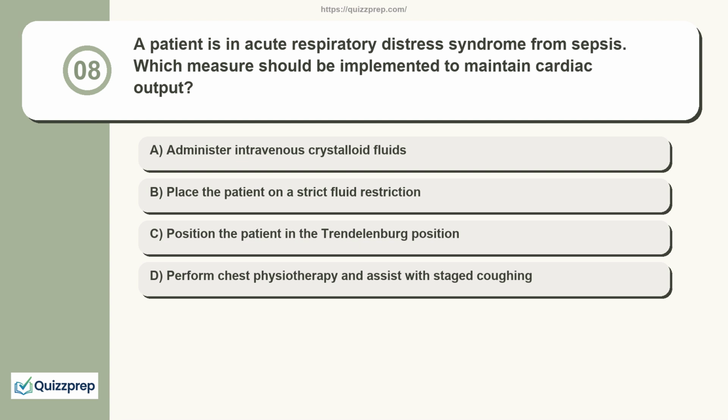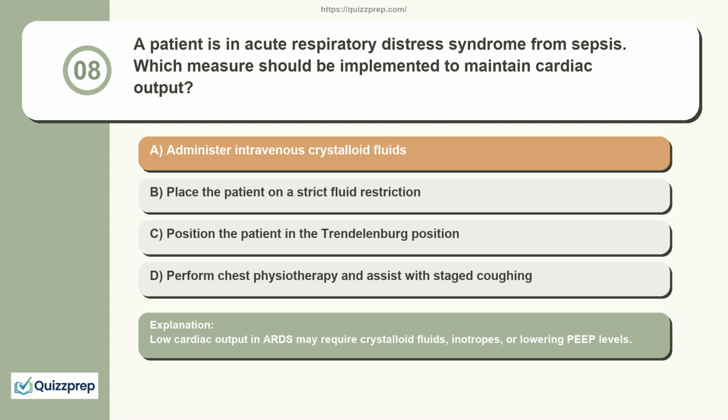Question 8. A patient is in acute respiratory distress syndrome from sepsis. Which measure should be implemented to maintain cardiac output? Administer intravenous crystalloid fluids. Place the patient on a strict fluid restriction. Position the patient in the Trendelenburg position. Perform chest physiotherapy and assist with staged coughing. Low cardiac output in ARDS may require crystalloid fluids, inotropes, or lowering PEEP levels.